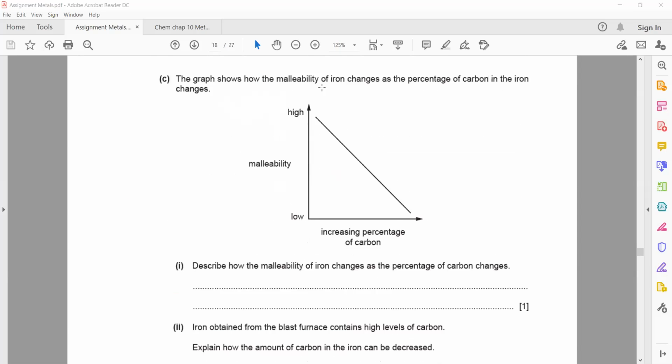The graph shows how the malleability of iron changes as the percentage of carbon in the iron changes. As the percentage increases, what happens to malleability? You just have to explain the graph: as the percentage of carbon increases, the malleability is decreasing.